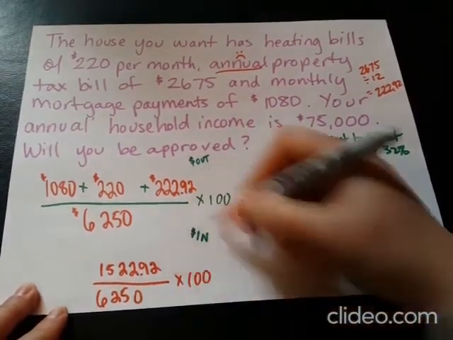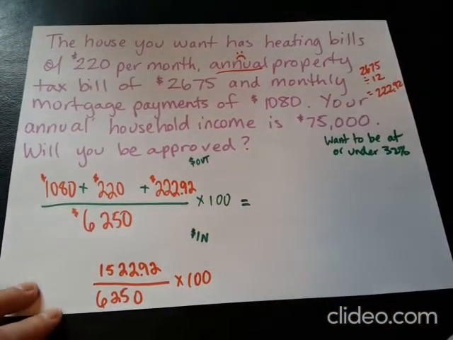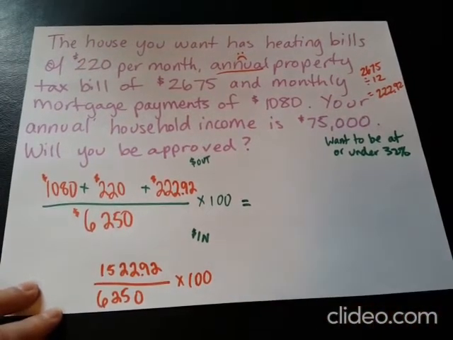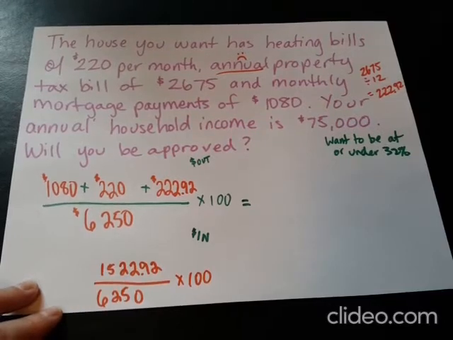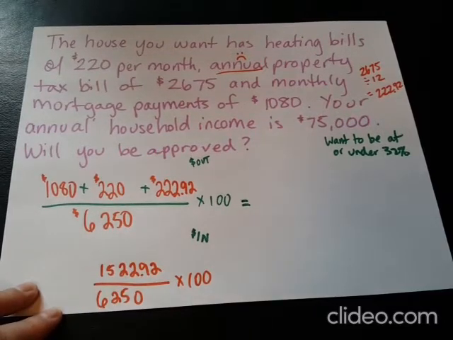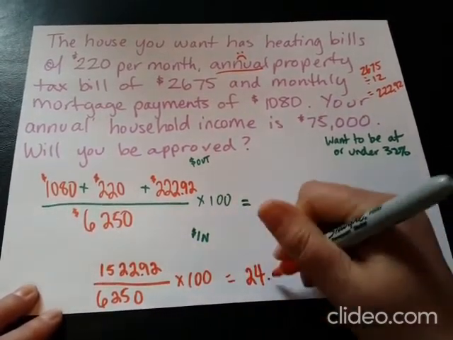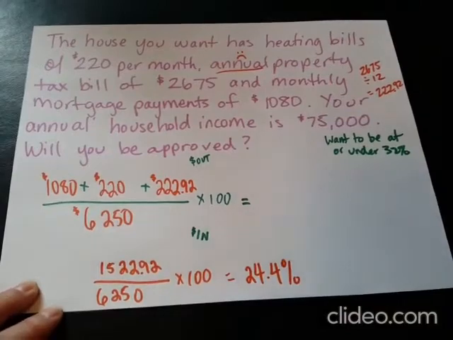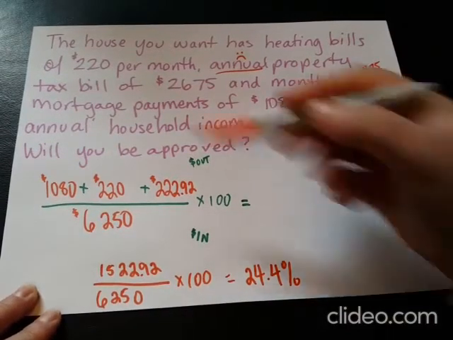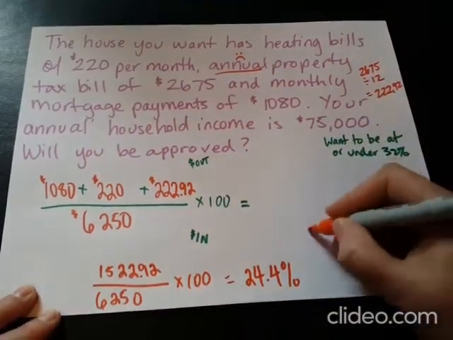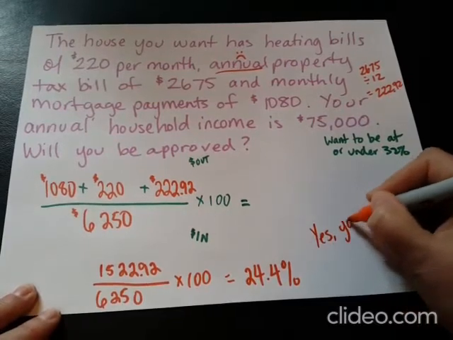So, and this is supposed to be shown as a percent. So that's where the times 100 is. So let's divide the top by the bottom and times it by 100 to get 24.4%. So the question really is, will you be approved? And yes, you will be approved.